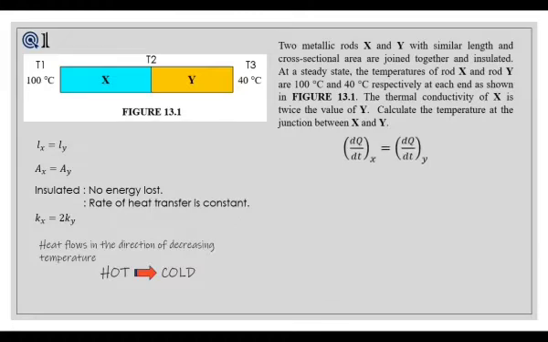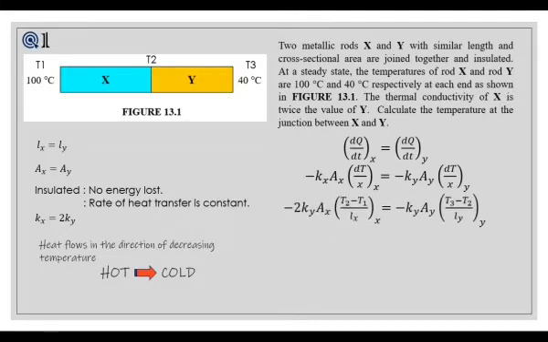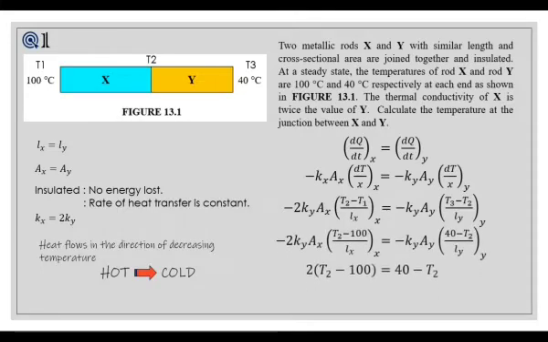So in order to find the temperature at the junction of these two metals, rod X and rod Y, we can use the rate of heat transfer equation for both of them. Substitute the equation with the known data that we gathered earlier. So dQ over dt for X and dQ over dt for Y. We substitute all the data that we have into these equations, and later on, you will get the temperature at the junction between X and Y as 80 degrees Celsius.